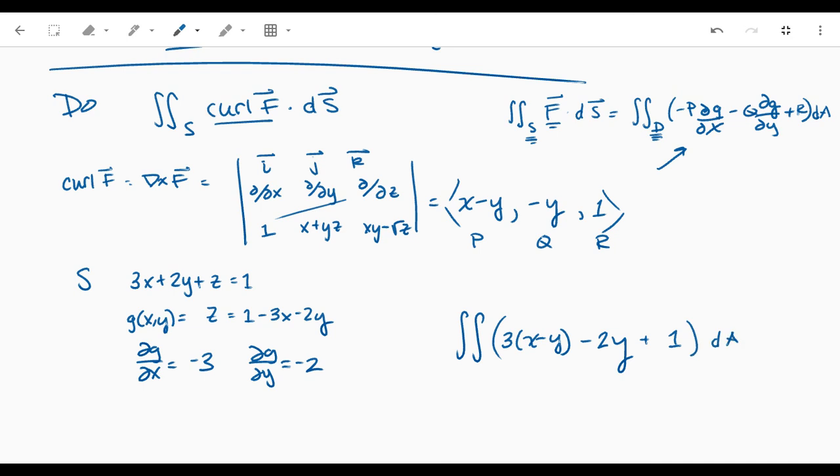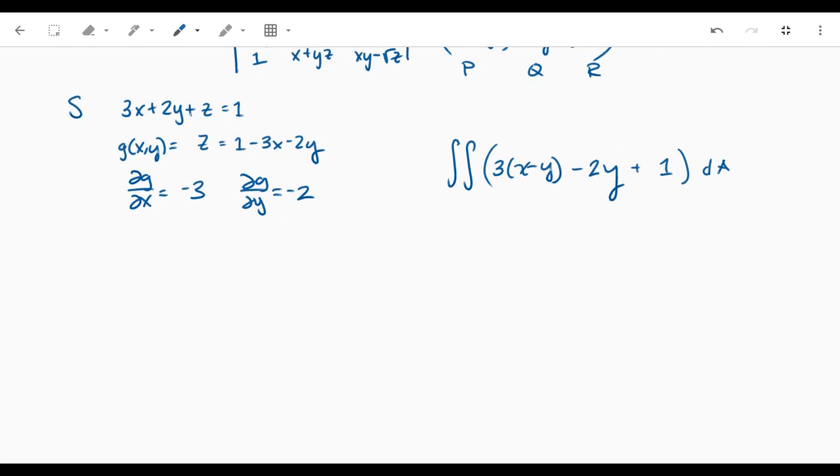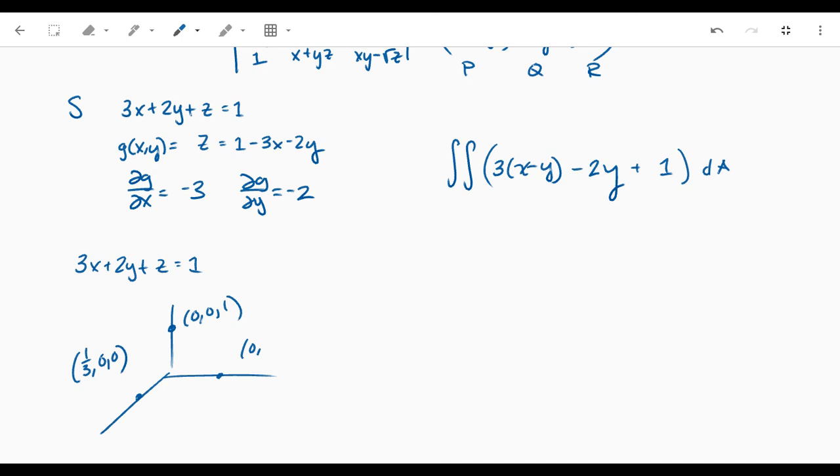Okay, so now we have to figure out the limits of integration. Remember, when we use this equation in the surface integral, we find the region in your xy plane. So let's take a look at that surface. Again, it's 3x plus 2y plus z equals 1. When x and y are 0, z is 1. When y and z are 0, x is 1/3. And when x and z are 0, y would be 1/2.